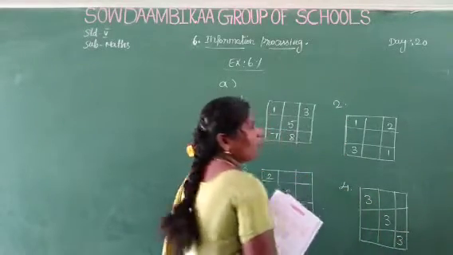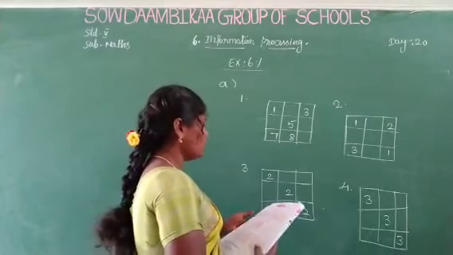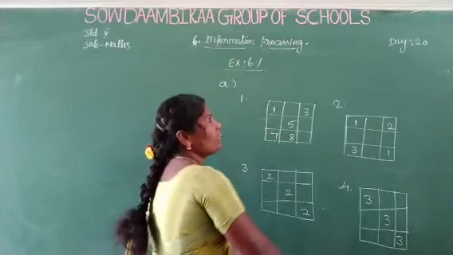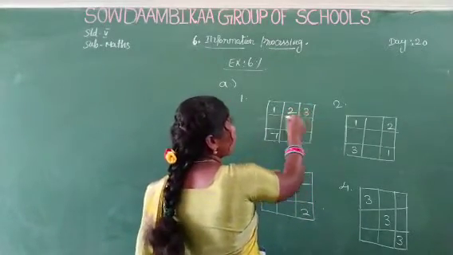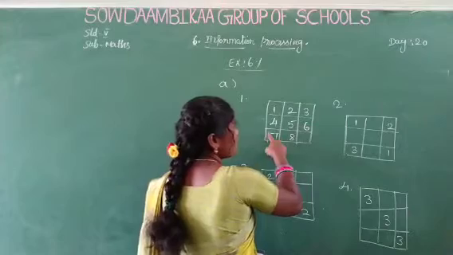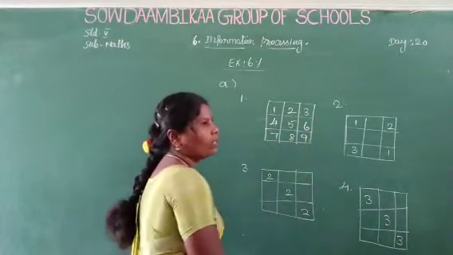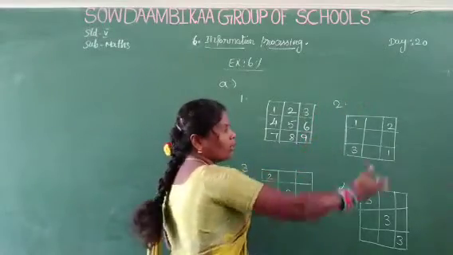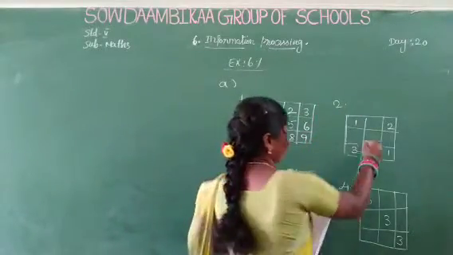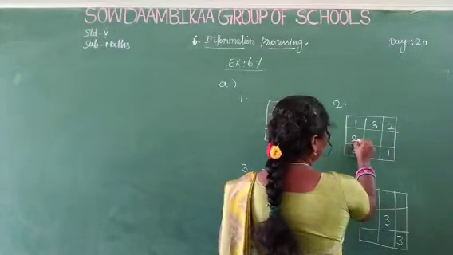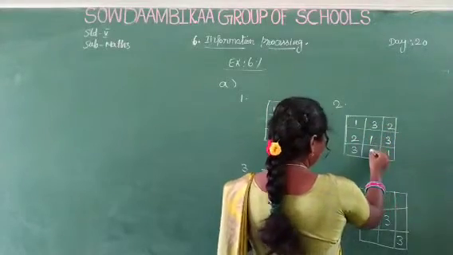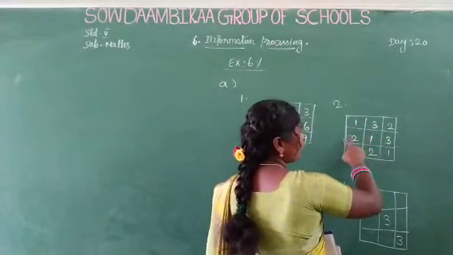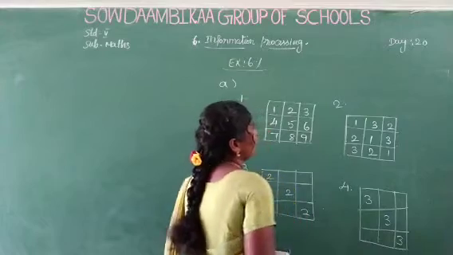Okay, now write the answer. Take your pencil and follow it. A, first one, fill in the suitable number in the box. First one is ascending order of 1, 2, 3, 4, 5, 6, 7, 8, 9. Next, second one. Already given only 1, 2, 3, 1. Now write 3, 2, 1, 3 and 3 to 1. 1, 2, 3 and 1, 2, 3 and 1, 2, 3. Okay.